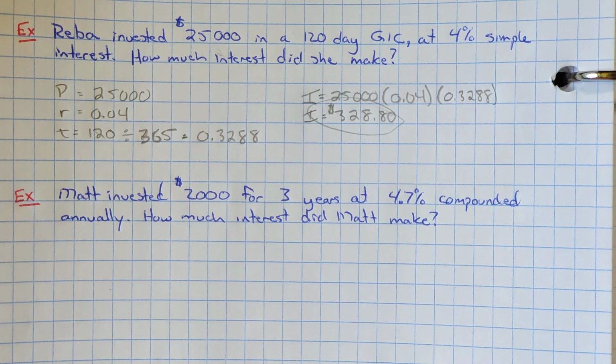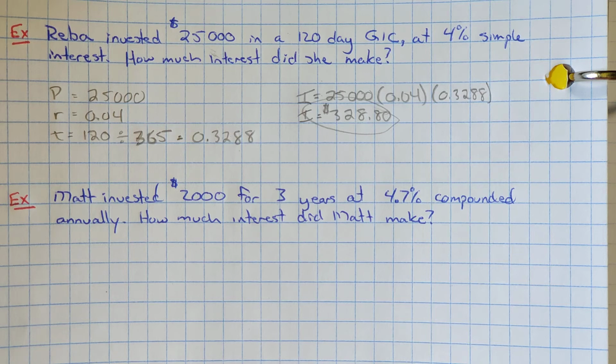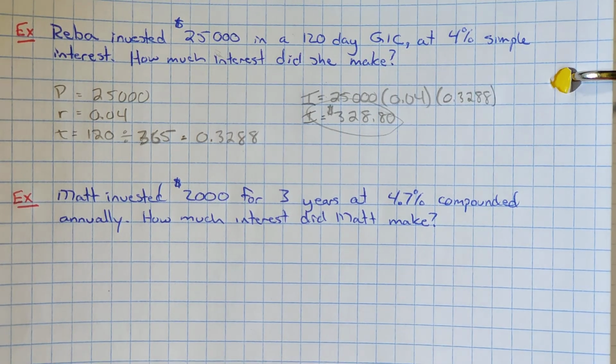Now, let's jump it up a little bit. Let's look at this compound interest. Our money's going to make money. So if we make some money, that money is going to make money on the money we make, and we're going to keep compounding that value. So I kept it simple on this one. We got Matt investing $2,000 for 3 years, 4.7% compounded annually. How much interest did Matt make?